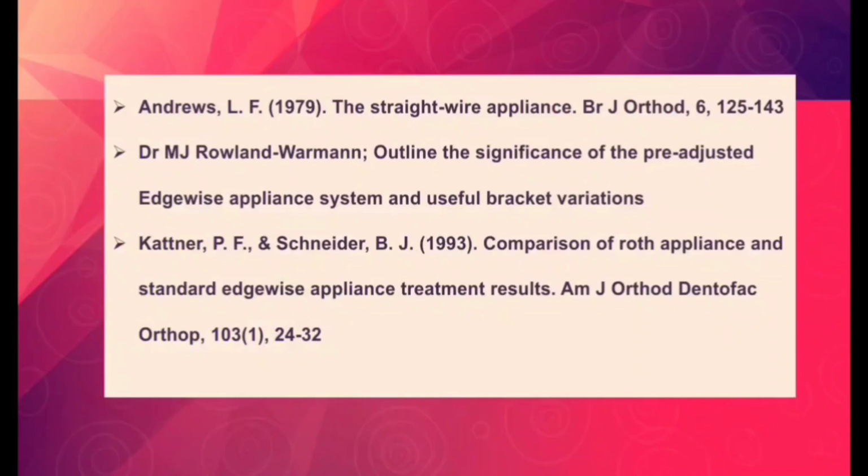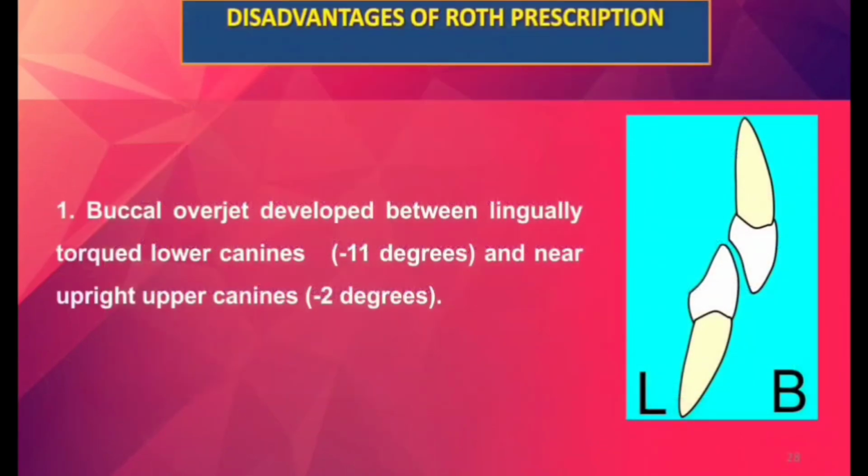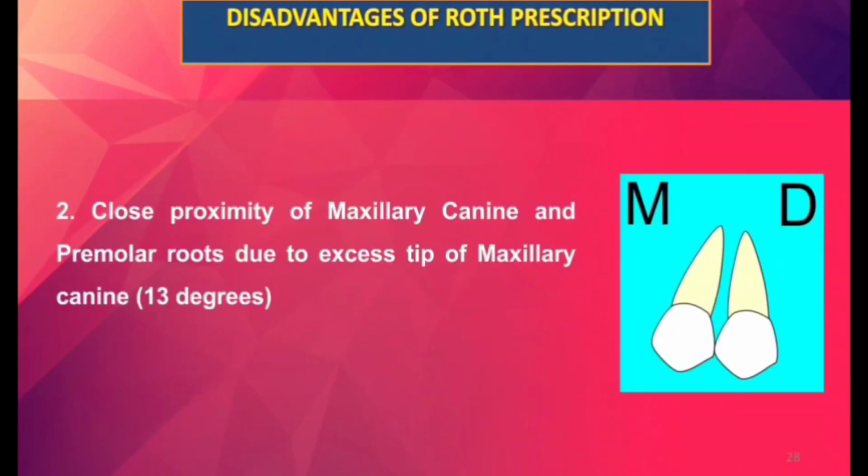These are the references that are mandatory to quote in your exams to gain good results. And coming to the disadvantages of Roth prescription, buccal overjet developed between lingually torqued lower canines and near upright upper canines. And second one is close proximity of maxillary canine and premolar roots due to excess tip of maxillary canine. So, by keeping the shortcomings of Andrews and Roth prescriptions in mind, evolution of MBT took place, which we will be dealing with in our next video.